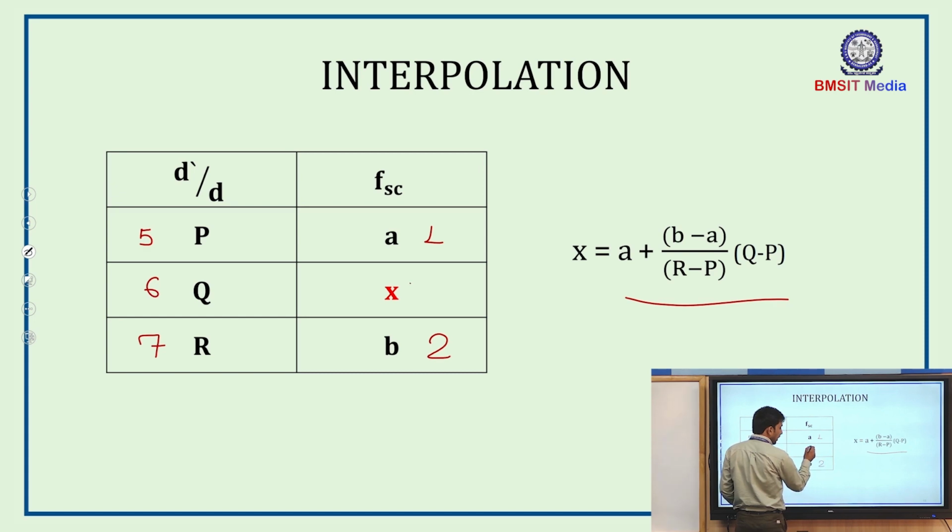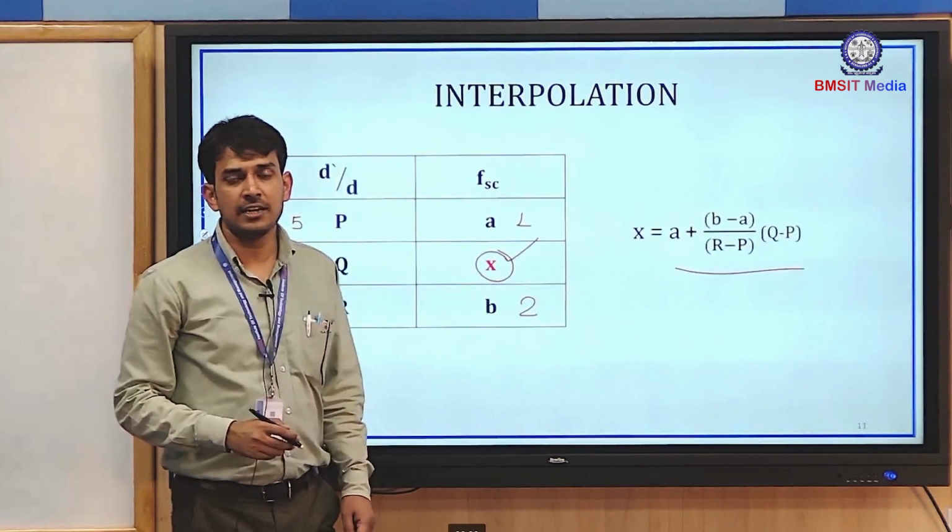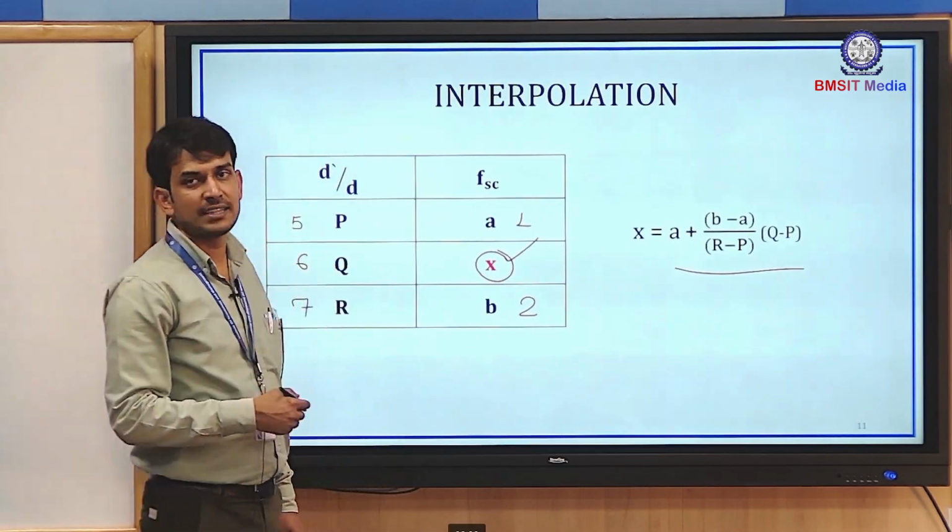So now how much is this value? Then you have to calculate by using this formula. Then you will get this value. So this is how we have to do interpolation to get the compression reinforcement.